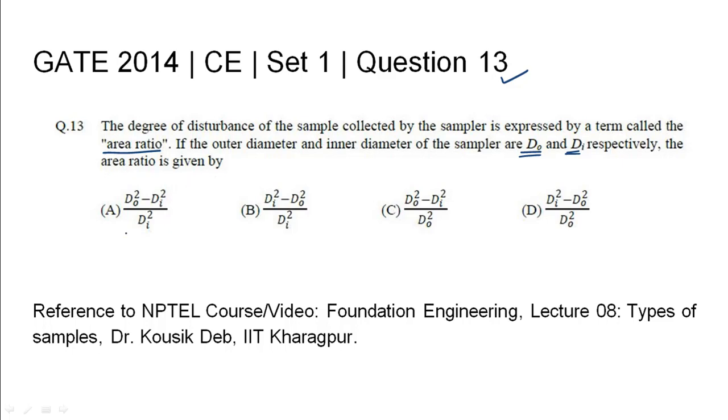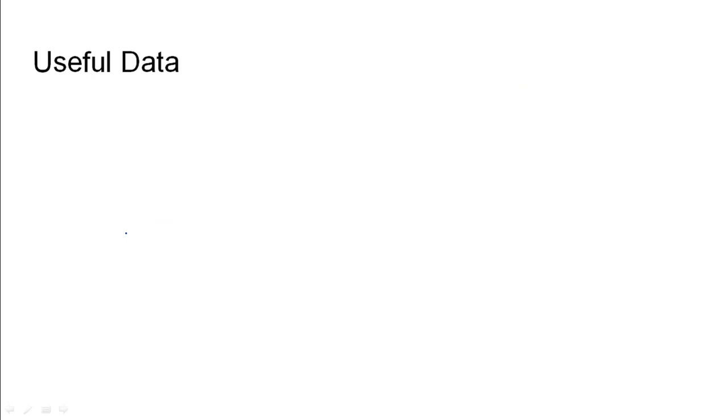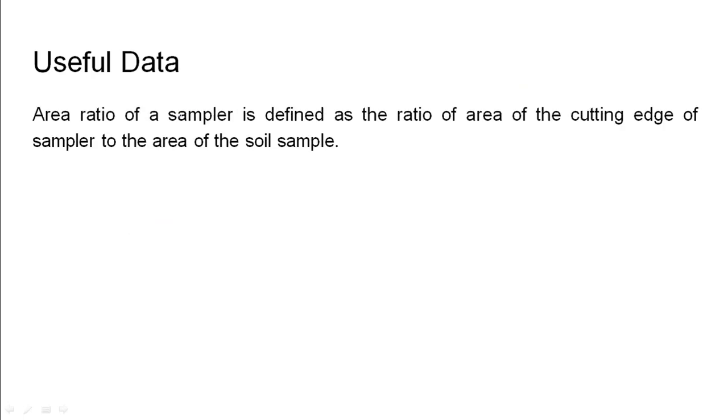The relevant NPTEL reference is cited. So area ratio of a sampler is defined as the ratio of the area of the cutting edge to the area of the soil sample.